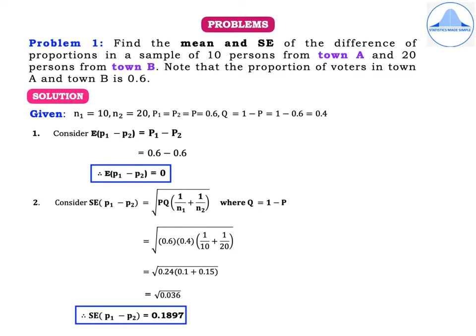Substituting the values, you get root of 0.6 into 0.4 into 1 by 10 plus 1 by 20, which is equal to root of 0.24 into 0.1 plus 0.15, which is equal to root of 0.036. Therefore, standard error of P1 minus P2 is equal to 0.1897.